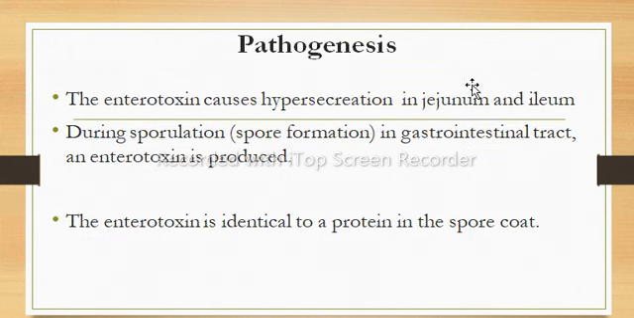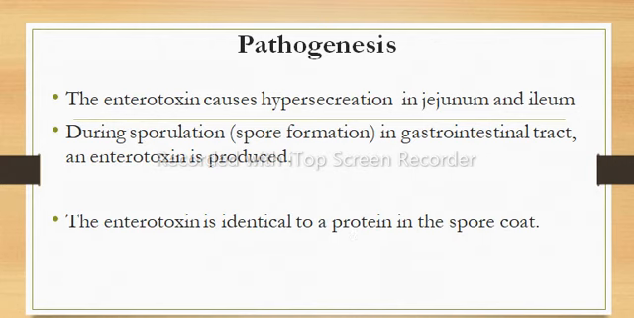Pathogenesis of Clostridium perfringens. The enterotoxin causes marked hypersecretion in the jejunum and ileum of the small intestine. Heat labile proteins are produced by some strains of Clostridium perfringens. When greater than 10 raised to the power 8 cells in contaminated meat are ingested and sporulate in the small intestine, the enterotoxin is produced. The enterotoxin of Clostridium perfringens is identical to a protein in the spore coat.